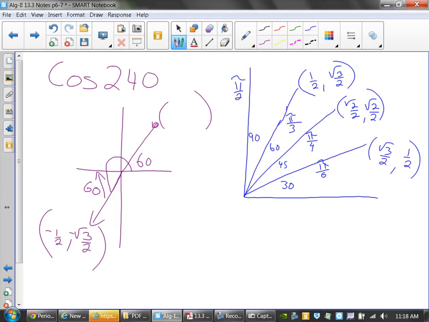Again, the whole idea of this is that you'll have to be able to do this without a calculator. You're going to have to know how to set that up. Yeah? Now, you're not going to get anything on the unit circle that you can't do out of first quadrant.